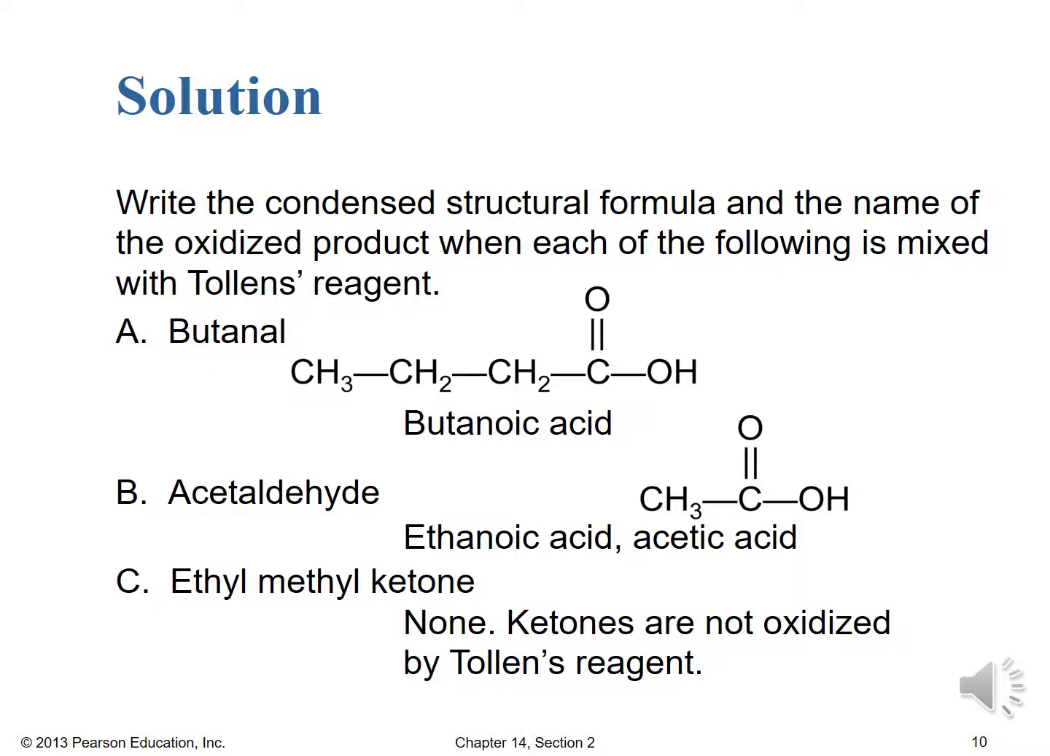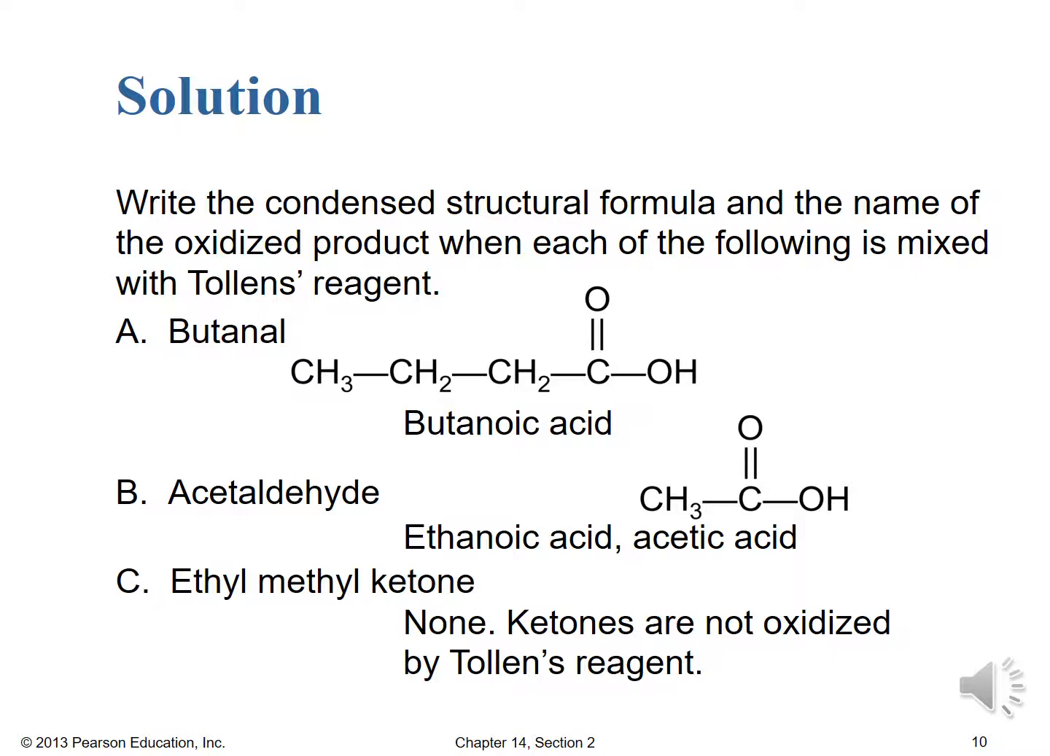So C double bond O, single bond OH, whereas before it was C double bond O, single bond H at the end. For acetaldehyde, that would be, again, a 2-carbon species, and we do the same sort of thing. One of the carbons had the carbonyl and a single bond to hydrogen, and now we've oxidized it to have a single bond to oxygen and then a hydrogen. So that would be ethanoic acid or acetic acid as it's commonly known.